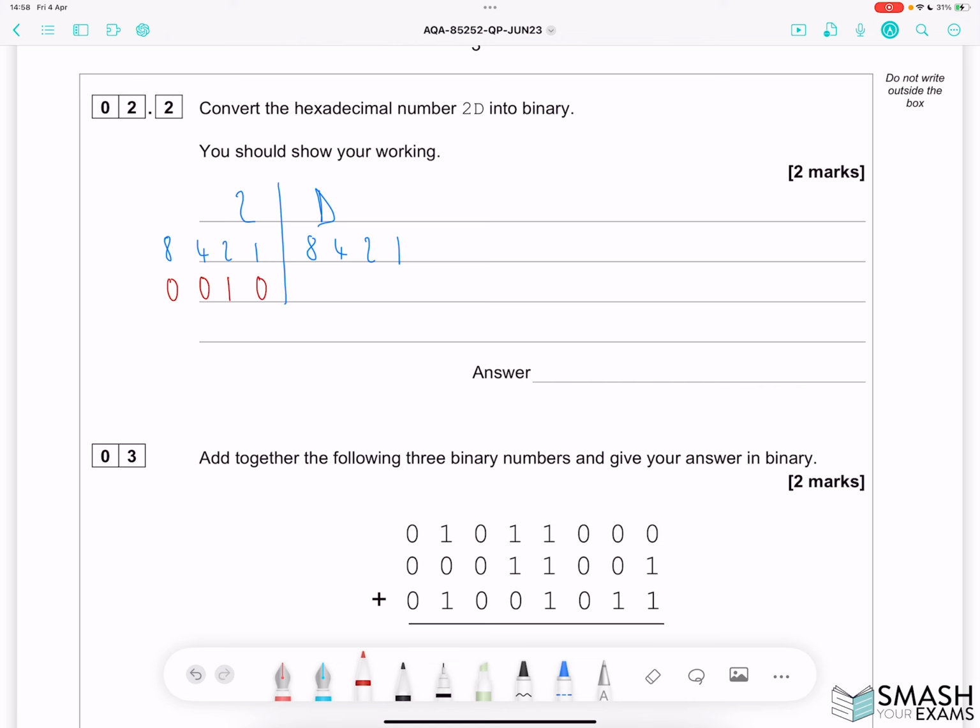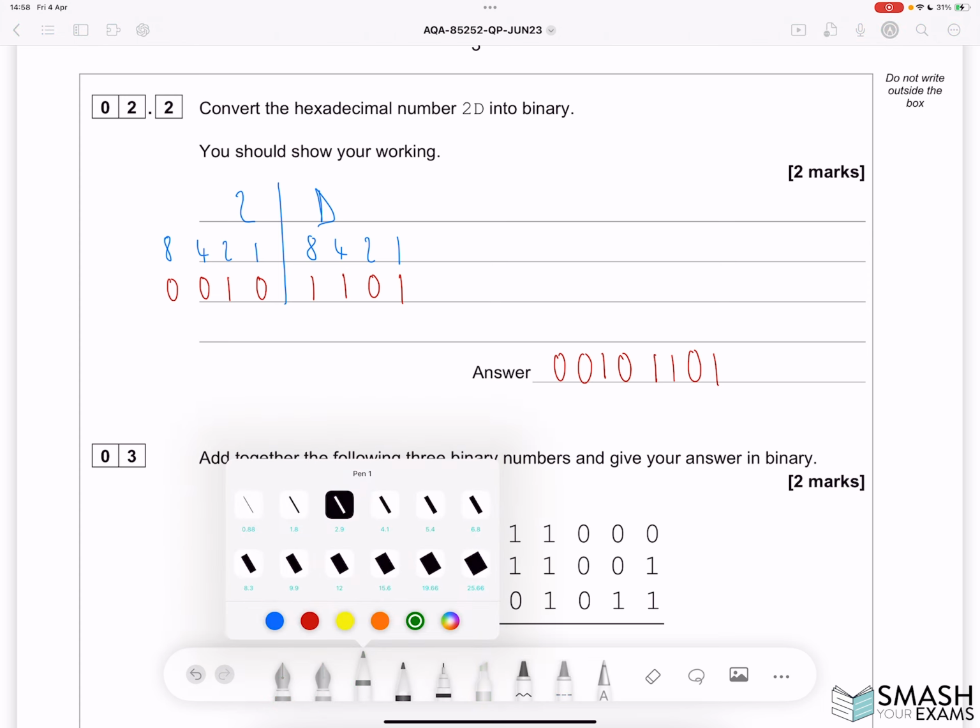And the binary number for D, well, remember D is 13, so we need to represent 13, which would be 8 plus 4, because that's 12, plus 1 gives me 13. So my final answer that I would submit there is the number that I've got in red, which would be 0, 0, 1, 0, 1, 1, 0, 1. That would be our final bit. And the mark I would be awarded there would be for both parts. I've shown my working out. That should be absolutely fine.